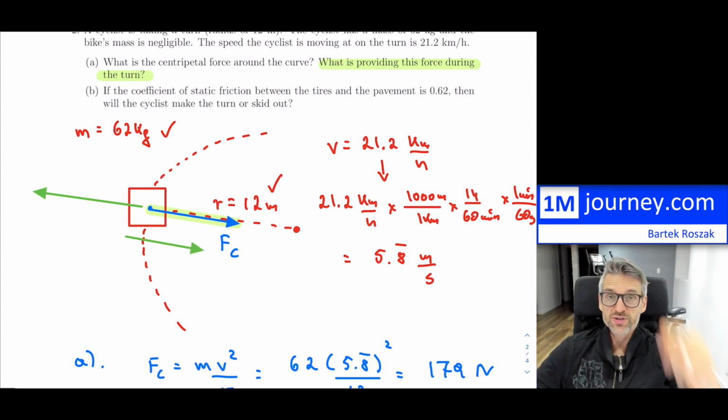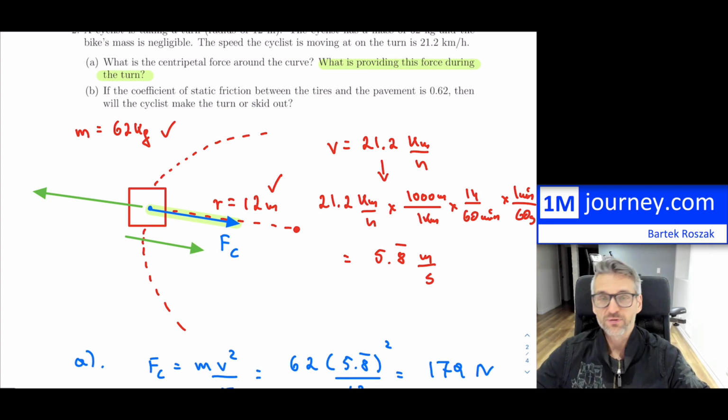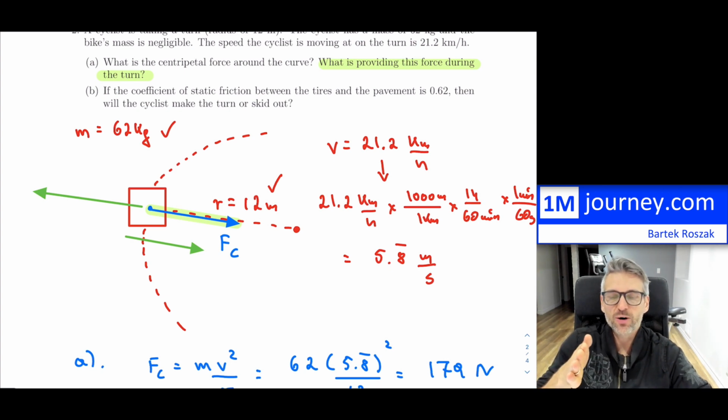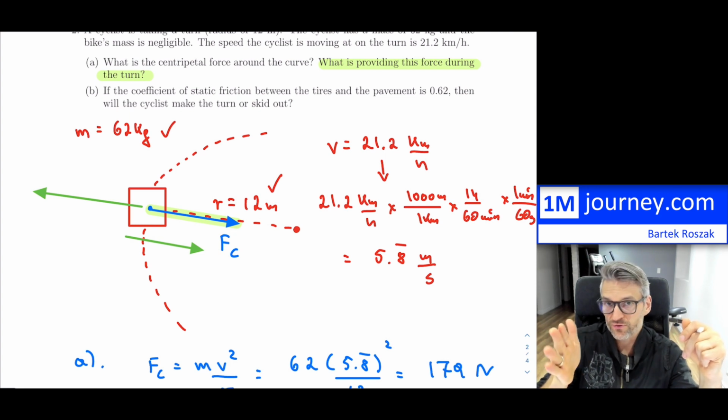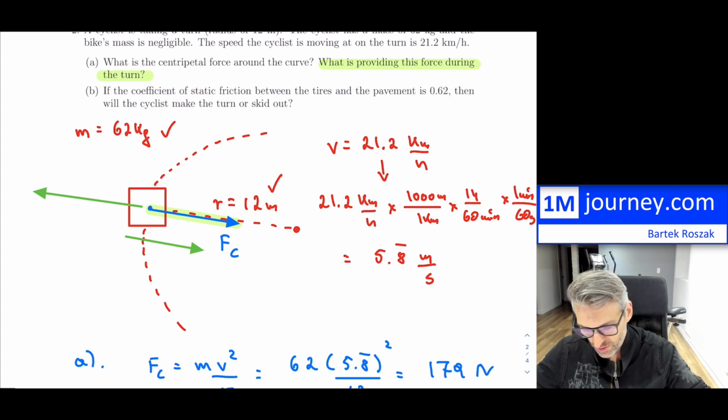In the previous question, we saw that it's coming from the gravitational pull. But in here, it is actually coming from the static friction that doesn't allow the tires to skid away. So the tires are pushing against the ground and the ground pushes back, and that pushback causes that centripetal force to keep it in that turn. And if that is not strong enough, that cyclist is going to be skidding away. So anyway, where's it coming from?